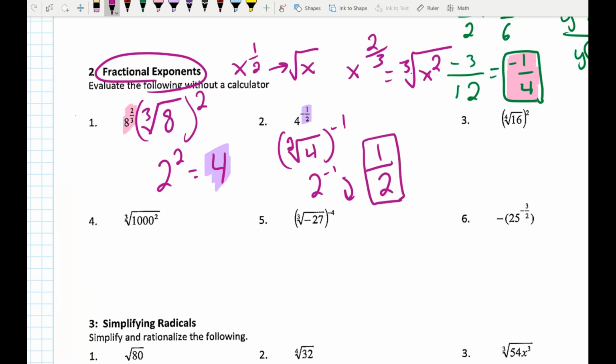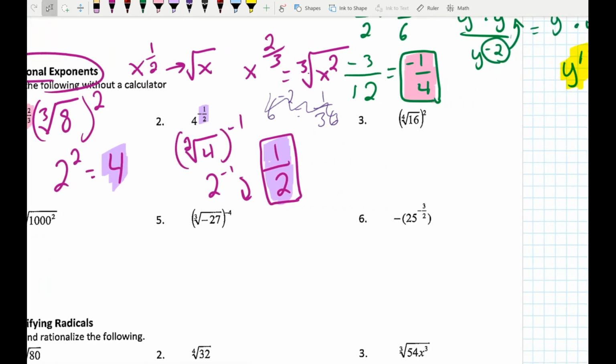Another example of this would be if I had a number like 6 to the negative 2. That would be equal to 1 over 36. So that's just a little scratch work to show you another example. Let's take a look at number 3.